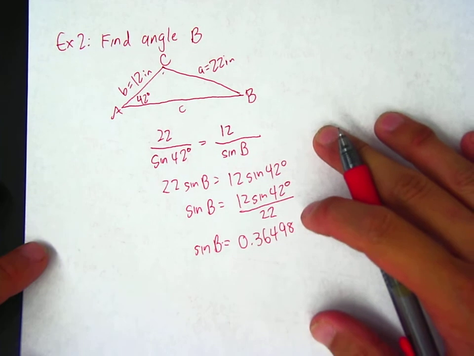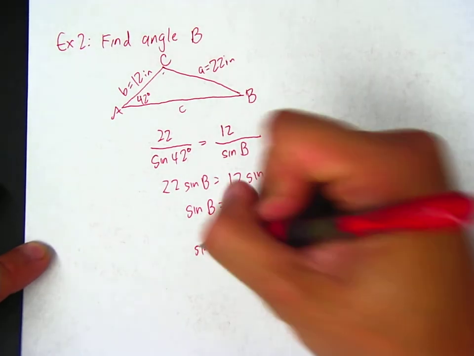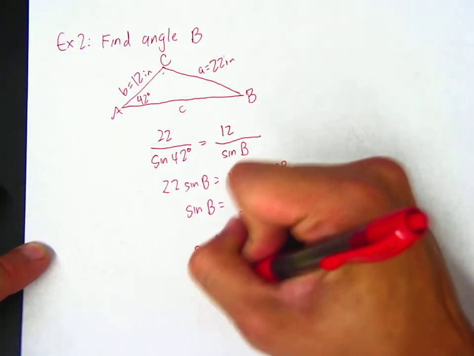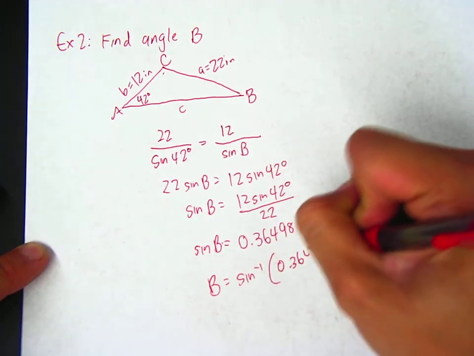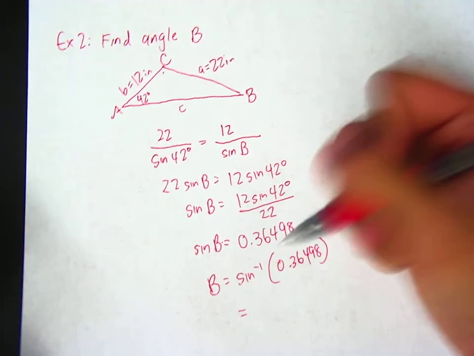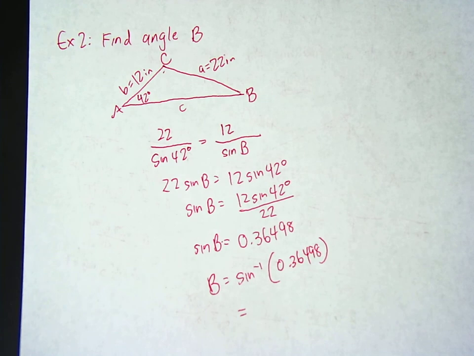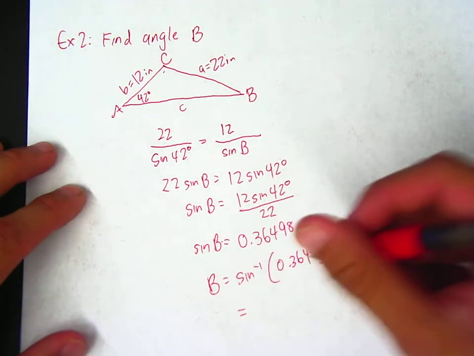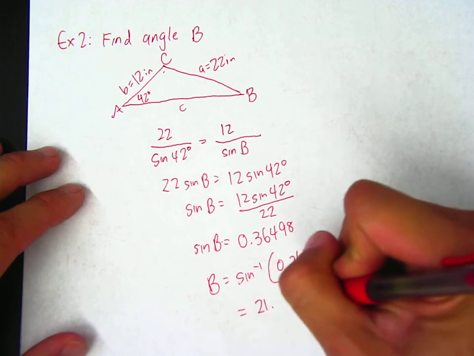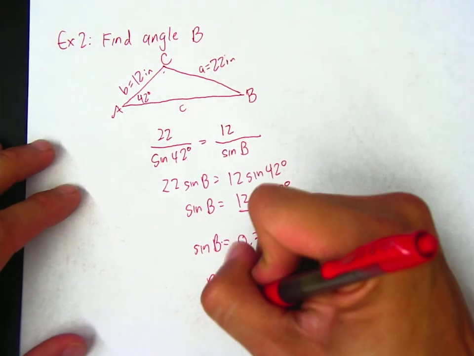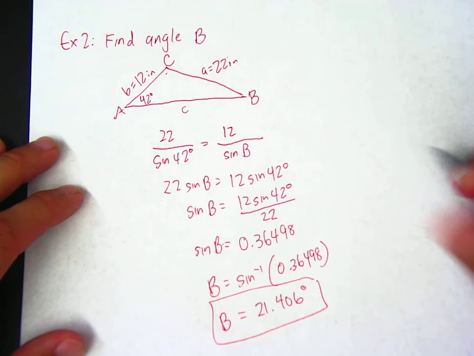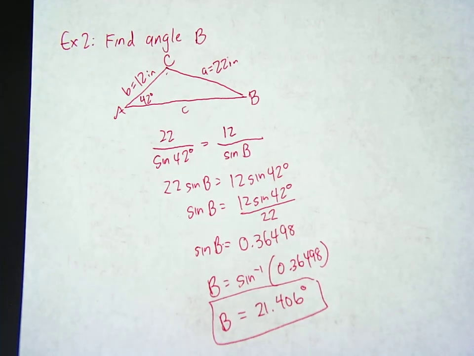So from there, to get B, I'm going to take the arc sine of both sides. So B is the arc sine of 0.36498. The arc sine of that is 21.406 degrees. So therefore, angle B is 21.406 degrees. Okay, if you have any questions, go ahead and write them down, and we'll go over it tomorrow.